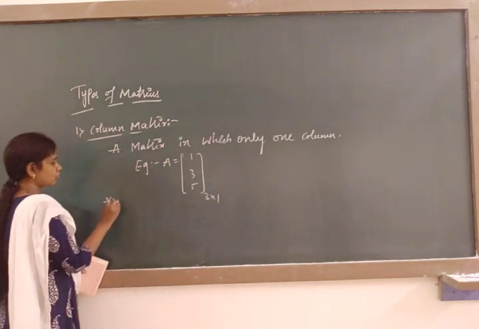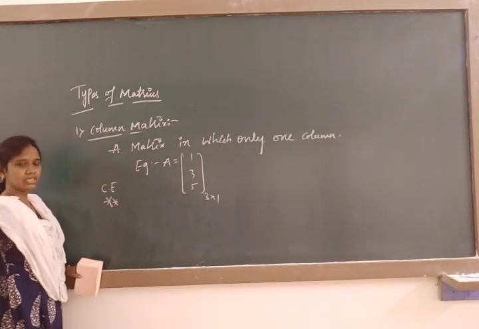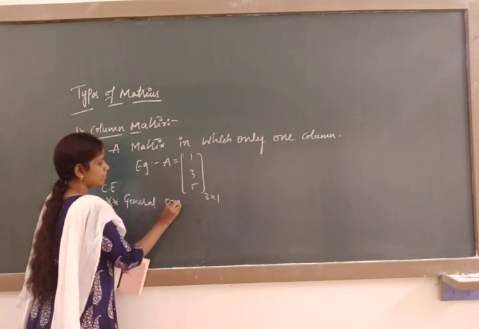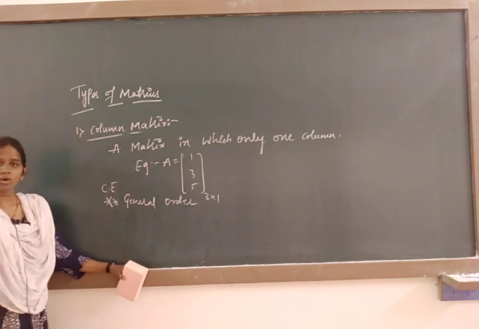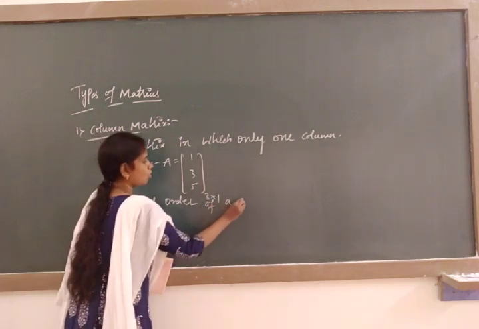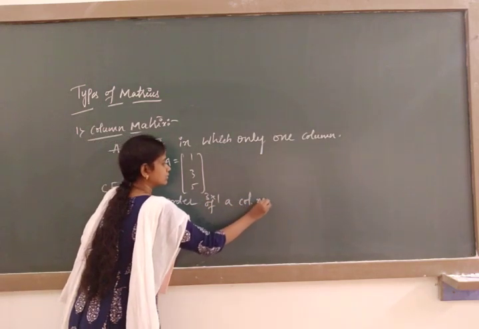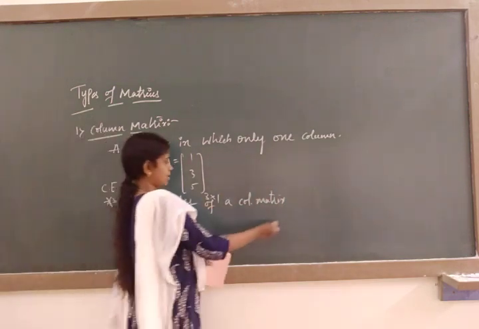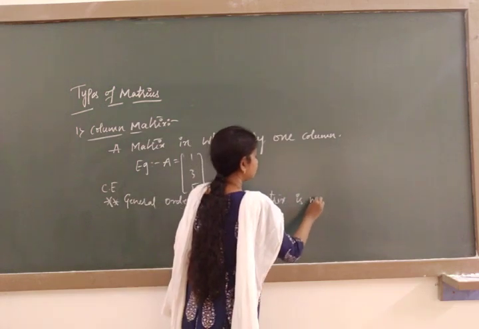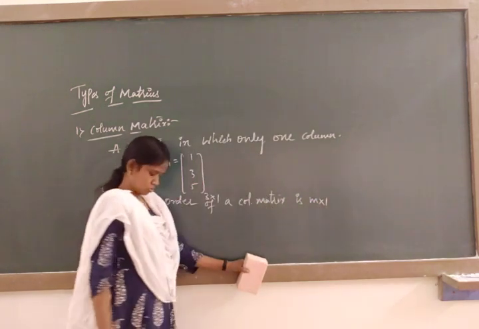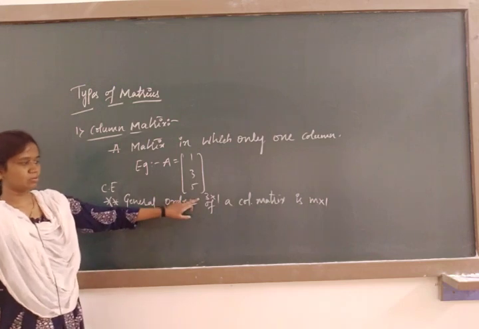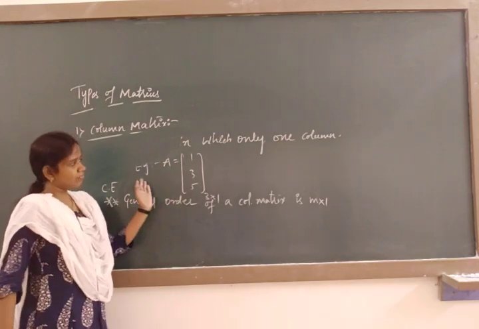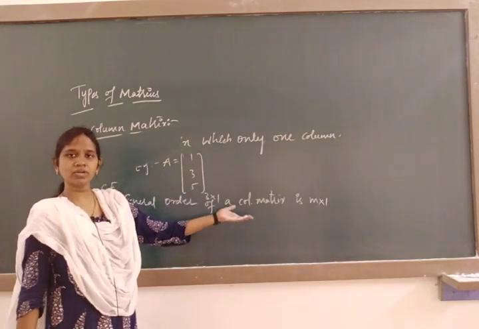This is important for your competitive examination, so I will write CE: general order of a column matrix. The general order of a column matrix is m cross 1. Only the rows change. Okay, this is about the column matrix, which is written vertically. If I write horizontally, then that matrix is known as a row matrix.